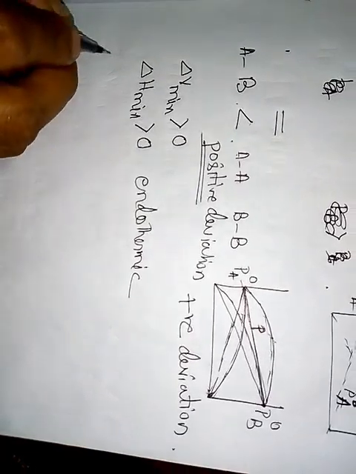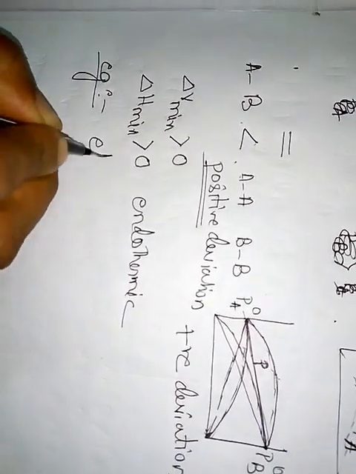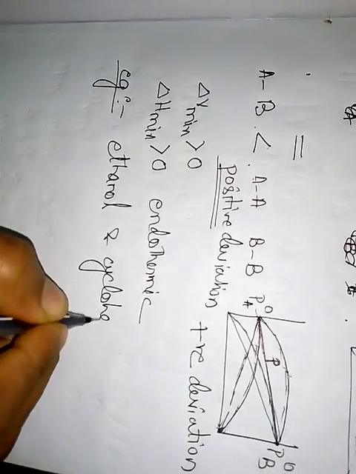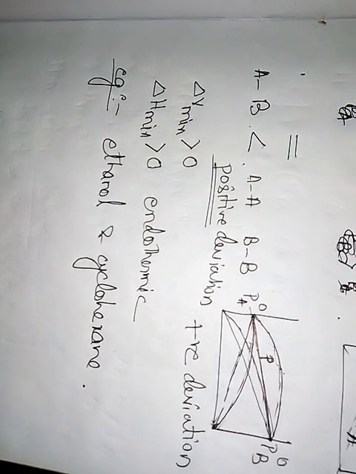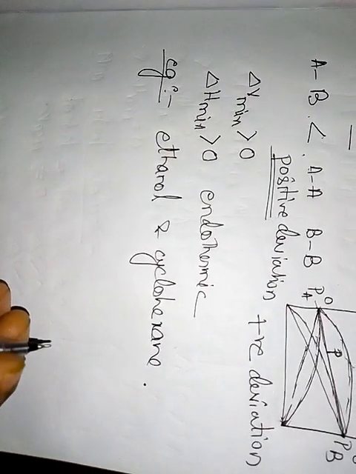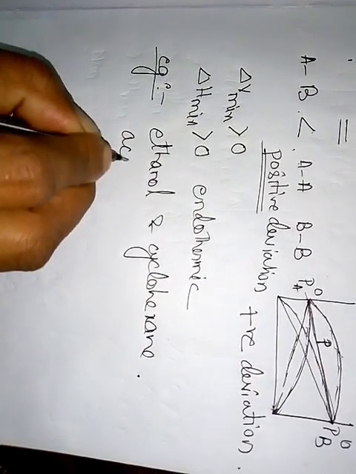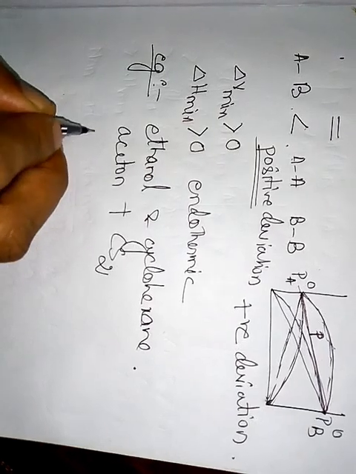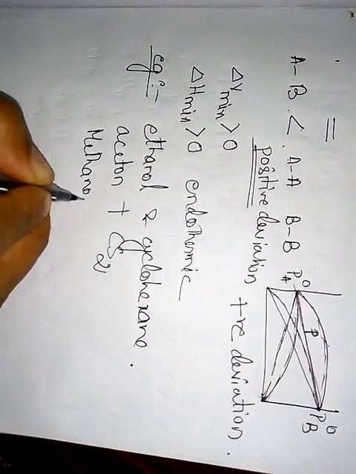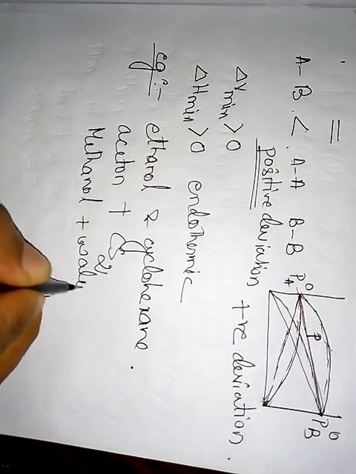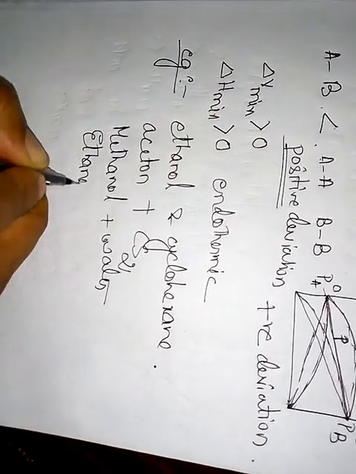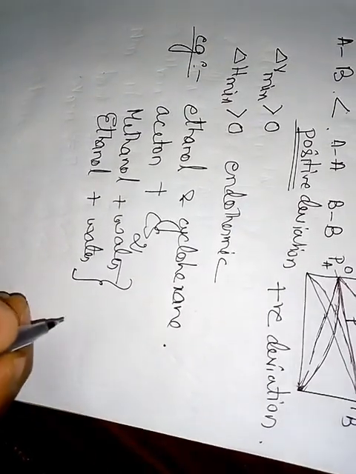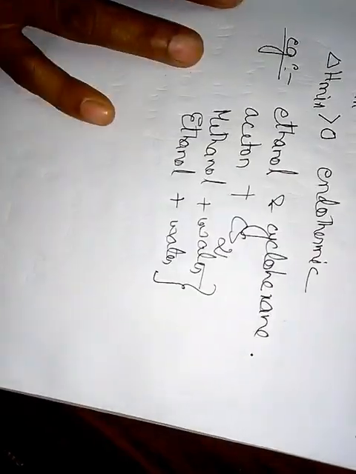Now the example for this kind of solution is ethanol and cyclohexane. Other examples can be given like this: acetone, carbon disulfide. You can also give the example of methanol, water, ethanol, water. For remembrance purposes, we can give the examples of alcohol plus water system under positive deviation.